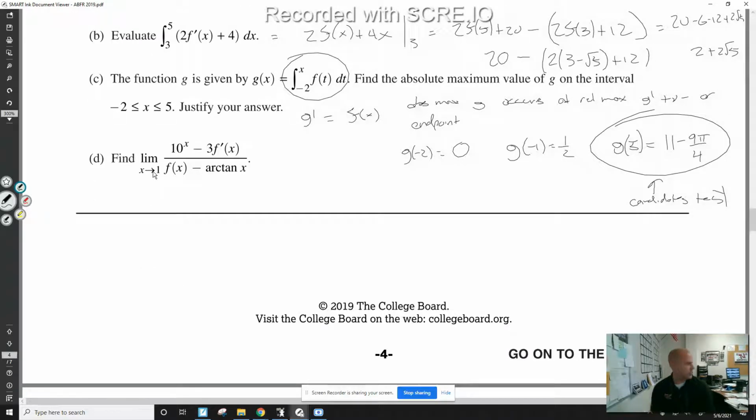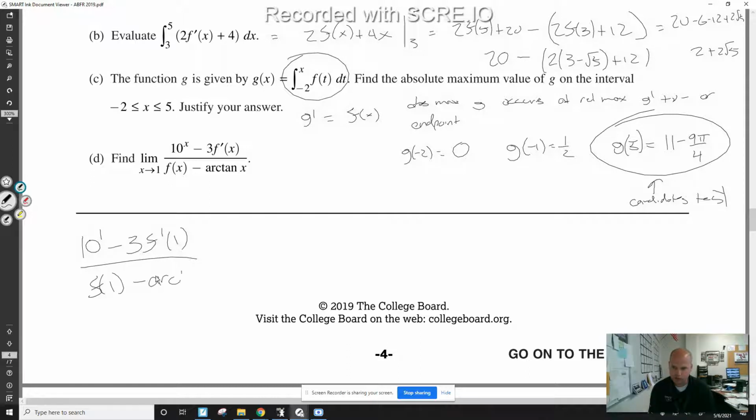Limit question. When you see a limit question, you should be thinking, oh, it's got to be L'Hopital. It's got to be L'Hopital's, right? We got a L'Hopital way out of this problem. Take the derivative. Take the derivative. Hold on, guys. You got to check to make sure you get 0 over 0.